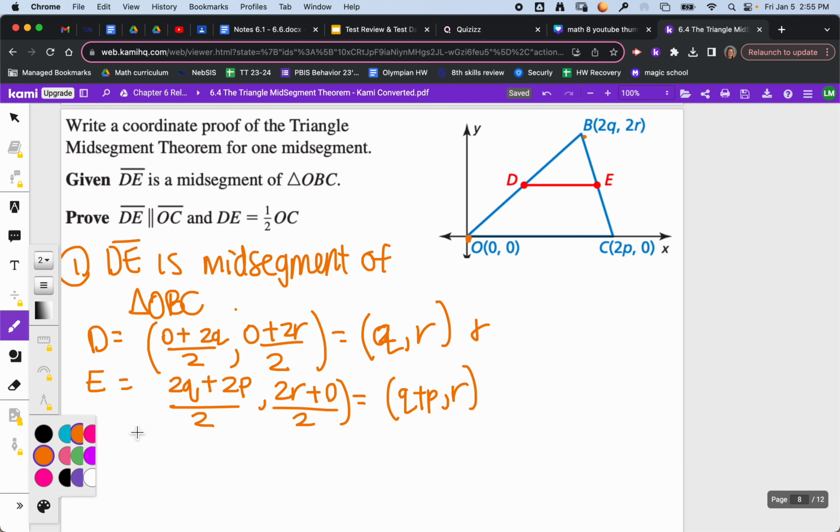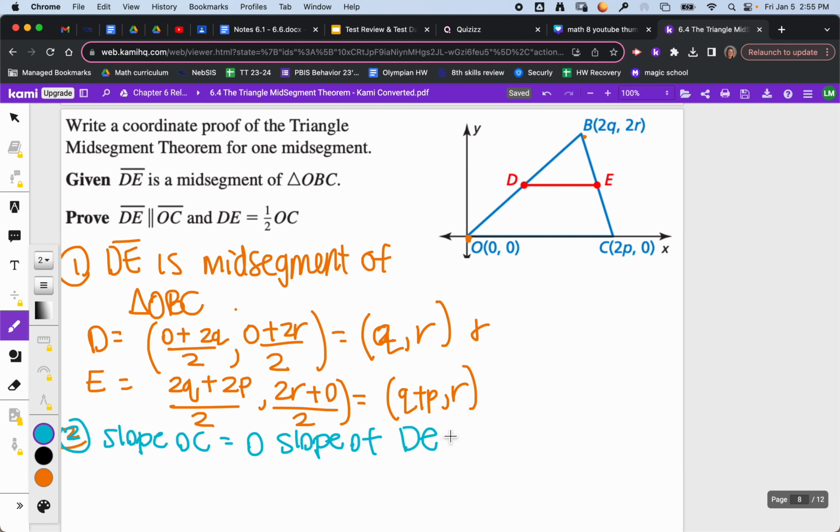Okay, then I can go on and talk about maybe my slope, because I want my slope to be parallel. So slope of OC is going to be 0 because it's flat, and slope of DE then also has to be 0 since they should be parallel. So that means DE is parallel to OC.